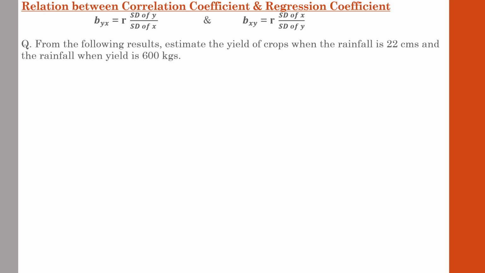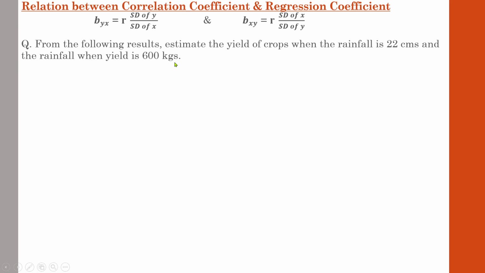Understand the question very wisely. From the following results, estimate the yield of crops. You need to find the yield when rainfall is 22. That is one part of the question. Next, you need to find the rainfall when the yield is 600 kg.